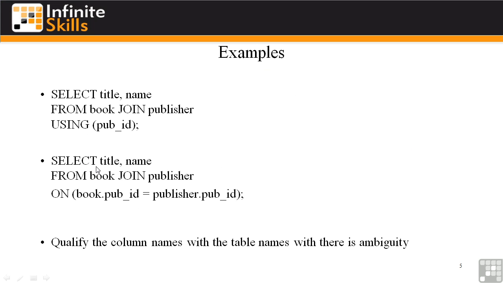I could do it this way. I could say title, name, book, and publisher, just like I did up here. I could spell it out with the on clause instead of the using clause. There's nothing wrong with this. Book.pubid. This is qualifying this pub ID. It's saying, look at the pub ID in the book table and see that it's equal to the pub ID in the publisher table. And that works the same way.